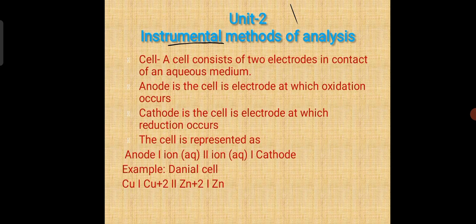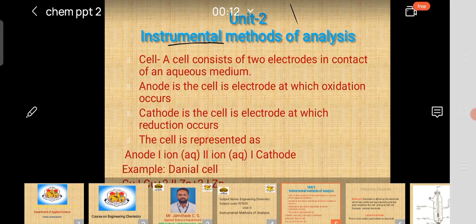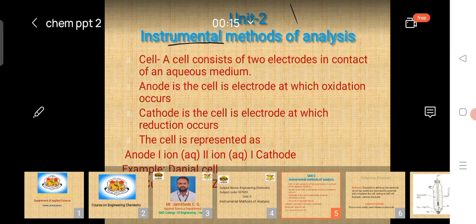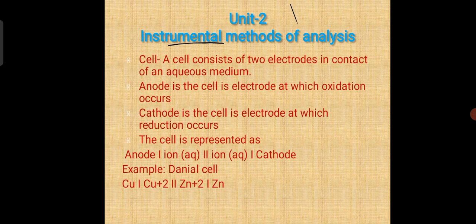Unit number two, instrumental methods of analysis. In this unit, we study conductometry and pHmetry. First, see the introductory part of this unit. What do you mean by a cell? A cell consists of two electrodes, that is, anode and cathode, in contact with an aqueous medium.